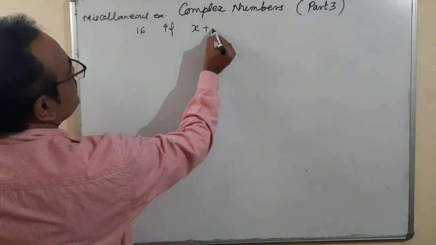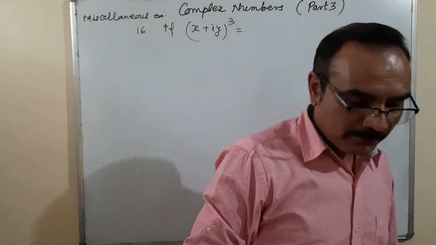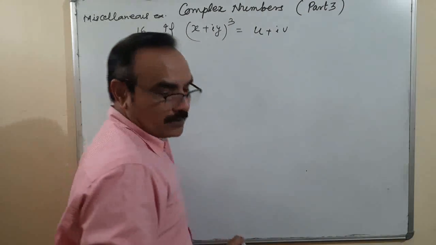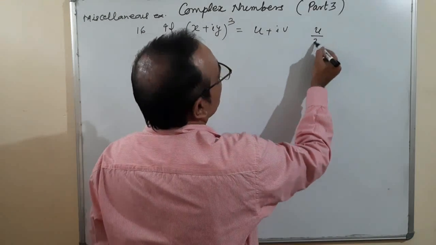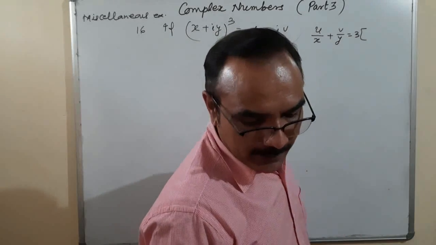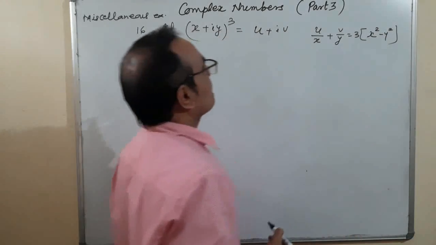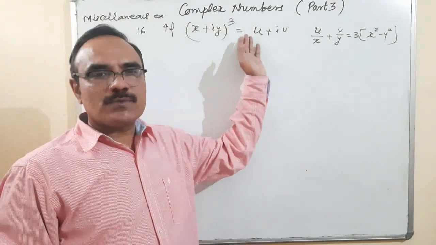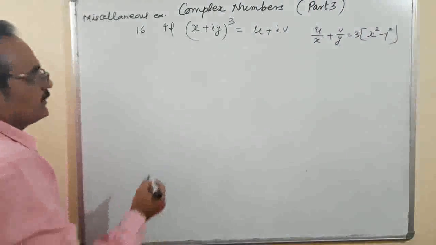If (x + iy)^3 is equal to u + iv, then show that u/x + v/y is equal to 4(x² − y²). We'll simplify this term, compare these two terms and substitute the values of u and v in terms of x and y. It's simple, and then find the value.